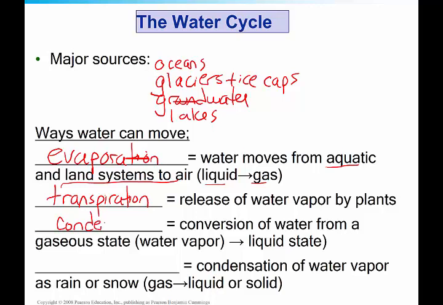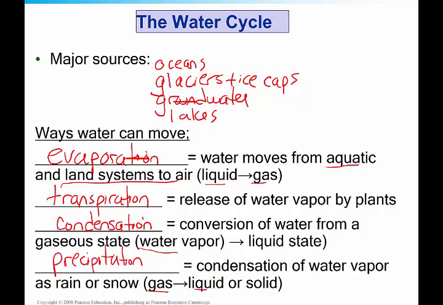Condensation is the conversion of water from a gaseous state, such as water vapor, to a liquid state. So water is changing from a gaseous to a liquid state. And lastly, precipitation is condensation of water vapor as rain or snow. So now we're moving from a gas to a liquid. And these are the processes by which water moves through our environment.